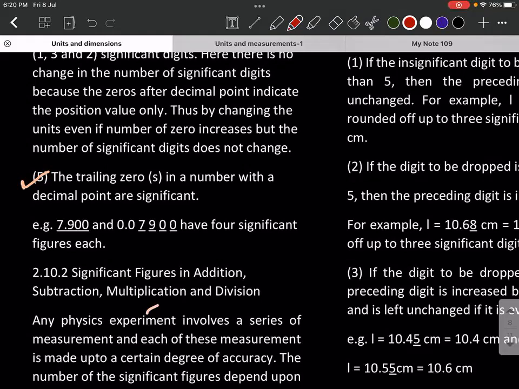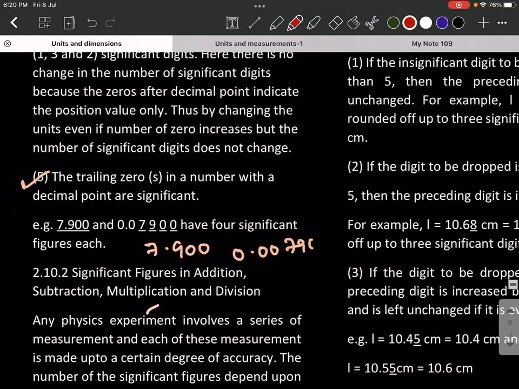Now we'll do a combination. 7.900 and 0.007900 and 0.7900. So how many significant figures are there in this? 4. How many are there in this? There are 6. So what are the 6? 007900. But actually it is 4.